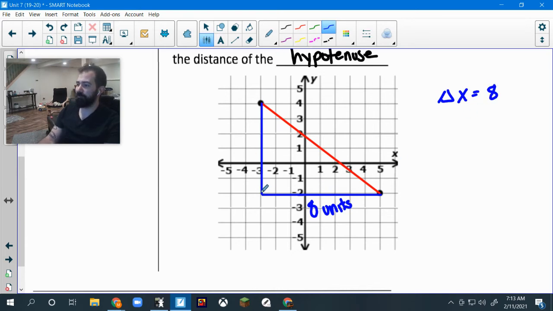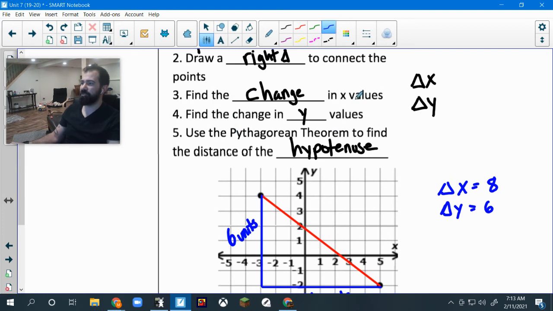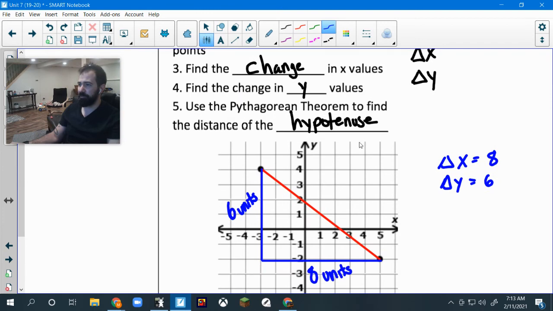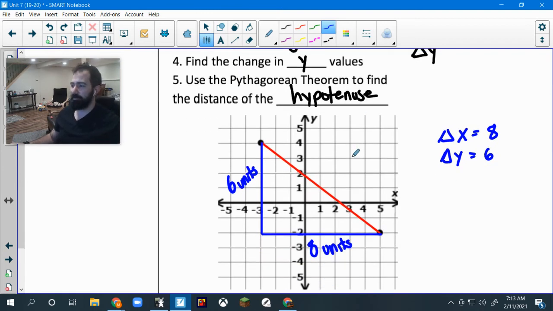Let's check our change in y. 1, 2, 3, 4, 5, 6. So that would be 6 units. Now you are in a situation where you have 2 legs and a missing hypotenuse. So going back to our, I should put this over here too, change in y. Okay, we found the change in x, we found the change in y. Now we're going to use the Pythagorean theorem to find the distance of the hypotenuse.